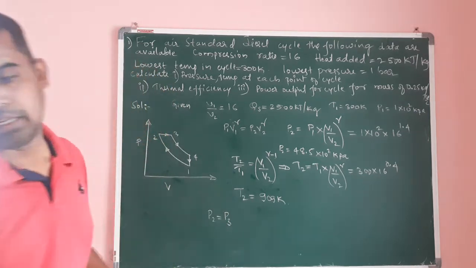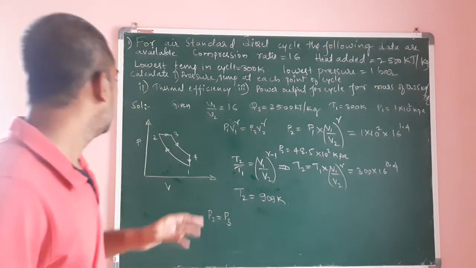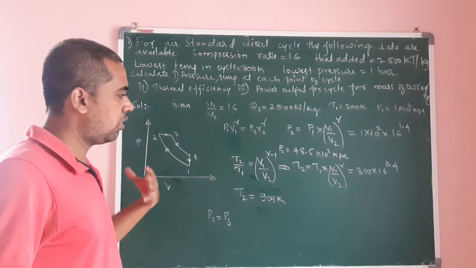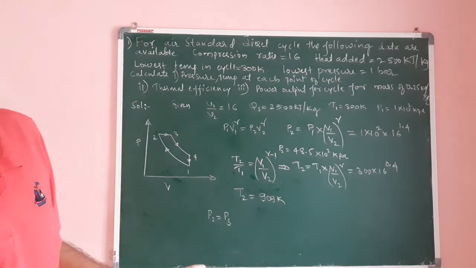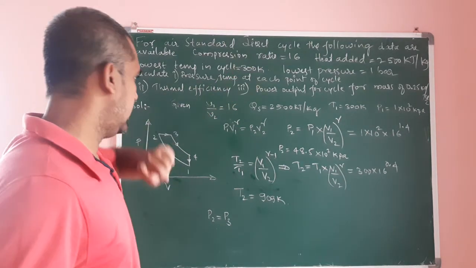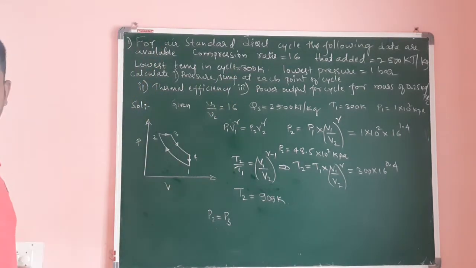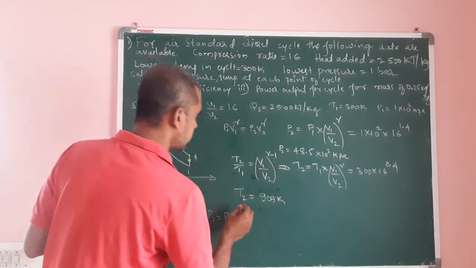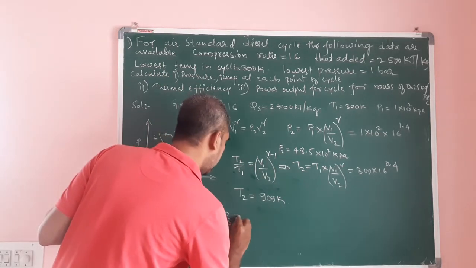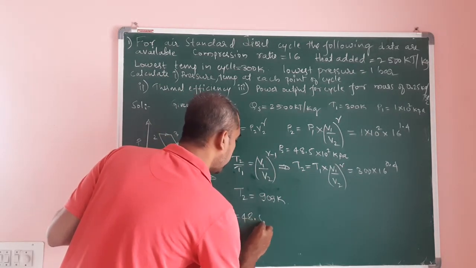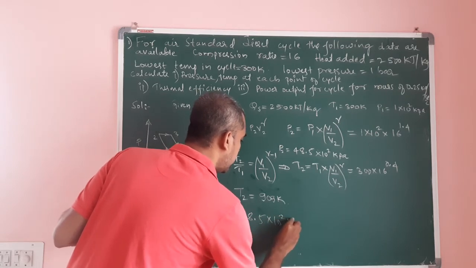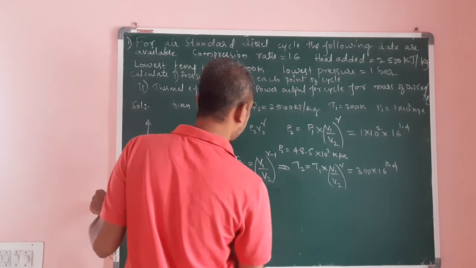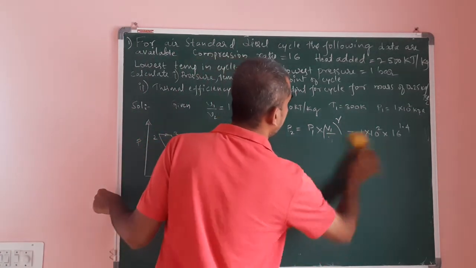This is one thing. Next, what you have to calculate? You have calculated P2, P3, T2. Now you have to calculate T3. To calculate T3, we have to use the heat added value. P2 is equal to P3, because it is a constant pressure process, it is equal to 48.5 into 10 raised to 2 kilopascal. Now we will calculate T3. How to find T3?